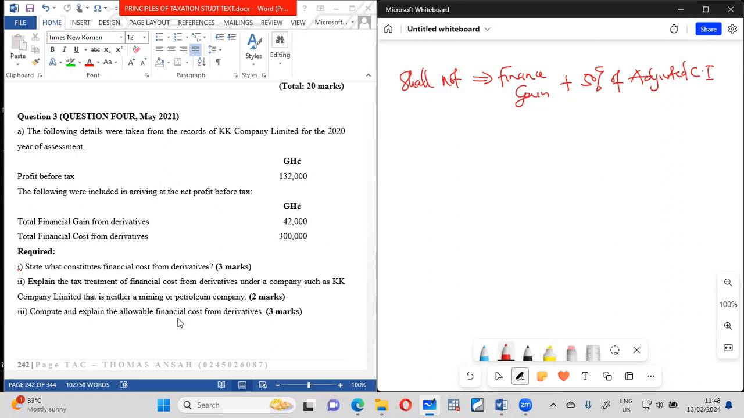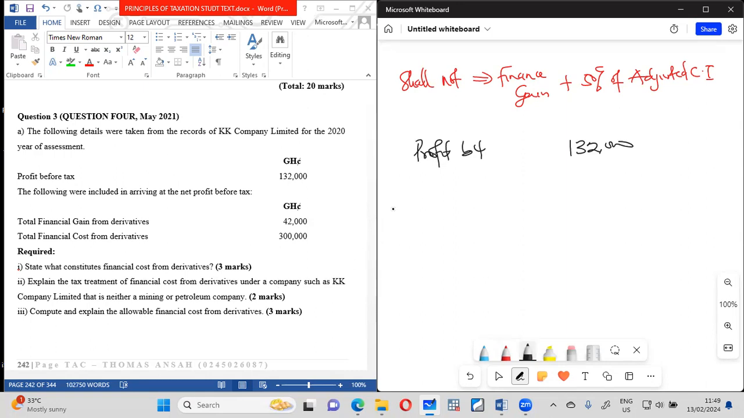So we are supposed to compute and explain the allowable tax cost from derivative. So something like this. You will do the adjusted. This one wasn't adjusted, so we are the ones who are going to do the adjusted. How do we do the adjusted? You will pick the profit before tax, which is 132. The question says that the following were included in the net profit, so it means that they are inside. So whatever answer we have will determine whether we should add back or we shouldn't.